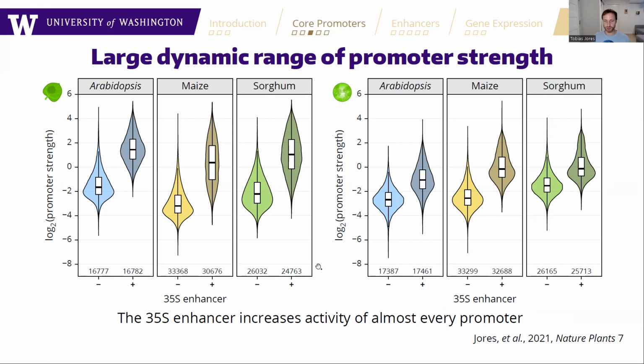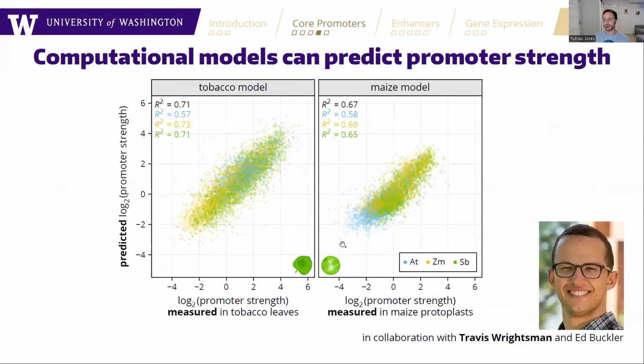And now we have this wealth of data, and to make efficient use of it, we turned to computational modeling. This was done together with the lab of Ed Buckler and his PhD student, Travis Reitzman. We trained two convolutional neural network models, on the data from the tobacco system as well as on the data from the maize system. And we then used those trained models to predict the activity of a held-out test set.